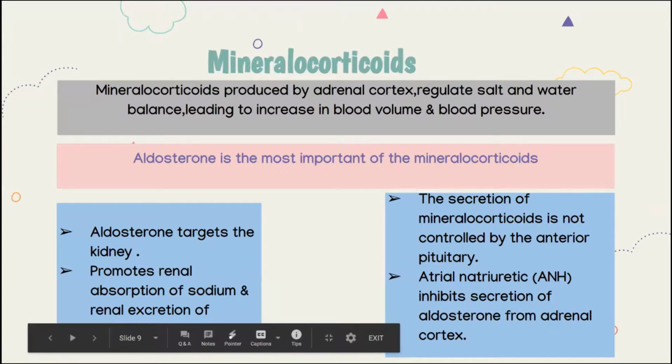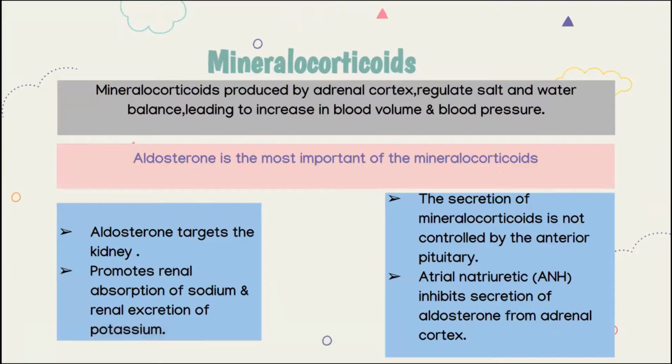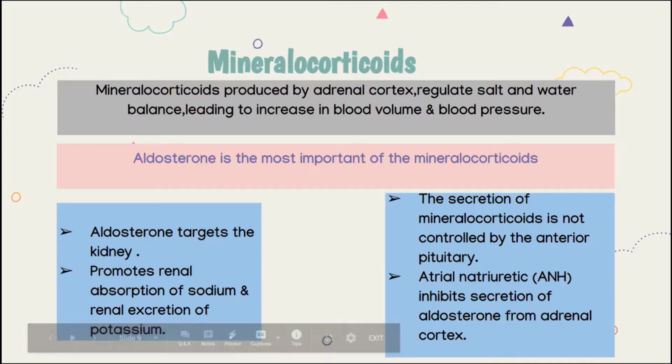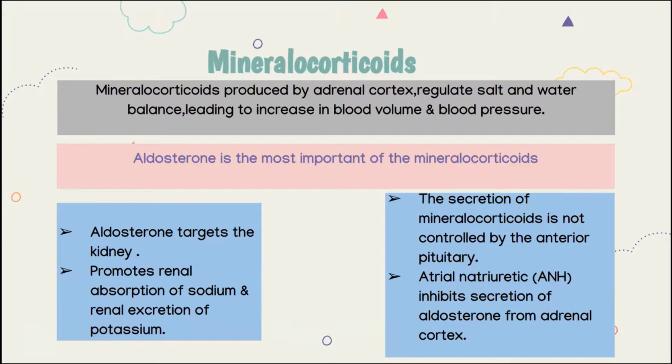And then the next one is mineralocorticoid, which is produced by the adrenal cortex. It will regulate salt and water balance, leading to an increase in blood volume and blood pressure. Aldosterone is the most important mineralocorticoid. So what is actually the role of aldosterone? It will target the kidney, which promotes the renal absorption of sodium and renal excretion of potassium.